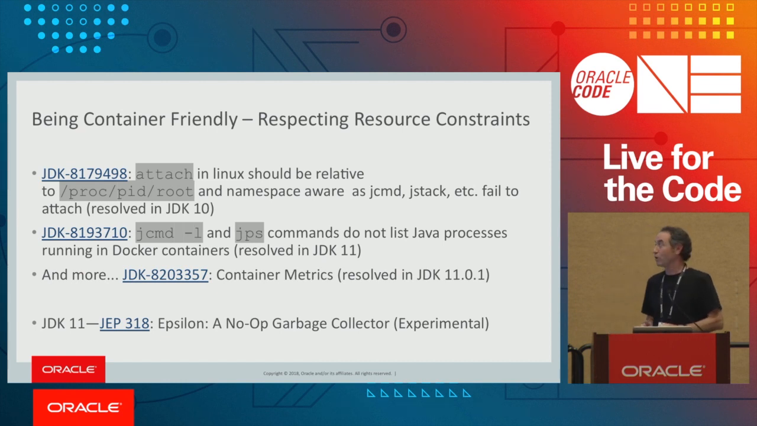There's a lot of work around container friendliness. So things like making sure you can find the right processes, right? So using jcmd, you can go off and find the right processes. They're in the container. These things are fixed in 11. That one's fixed in 11. Things around Linux attachment. The container metrics is a new one also. The last one has just come in 11, which is interesting.